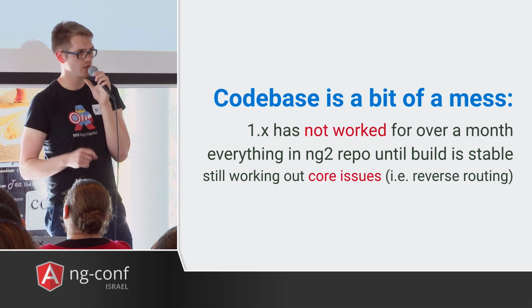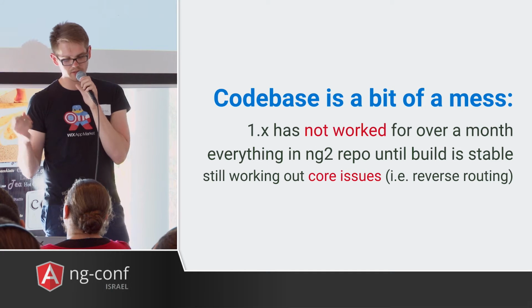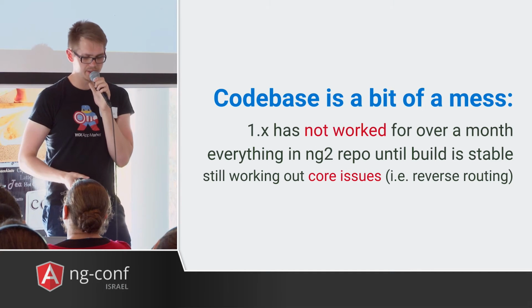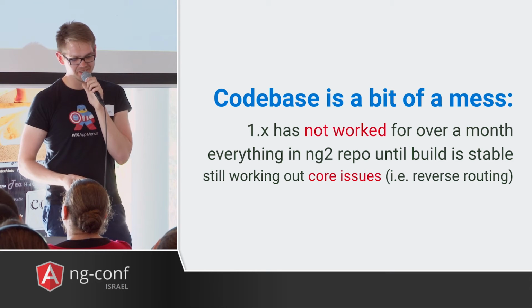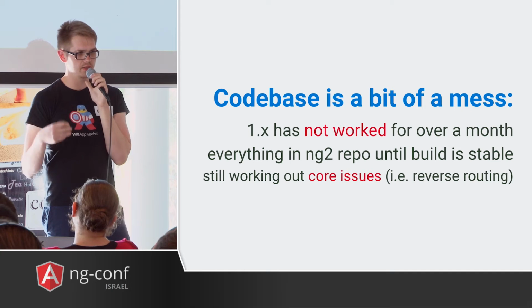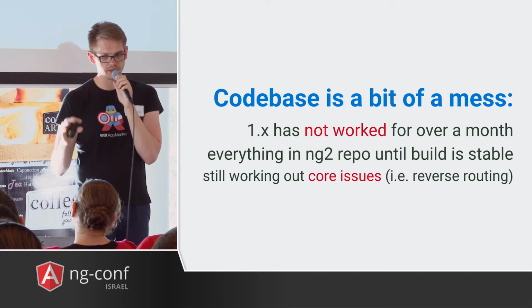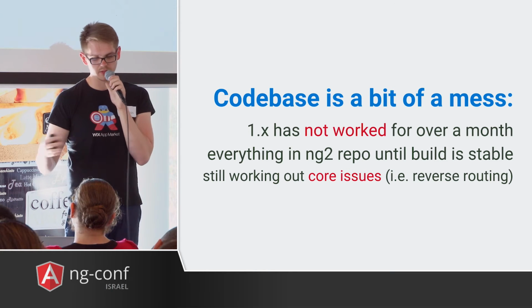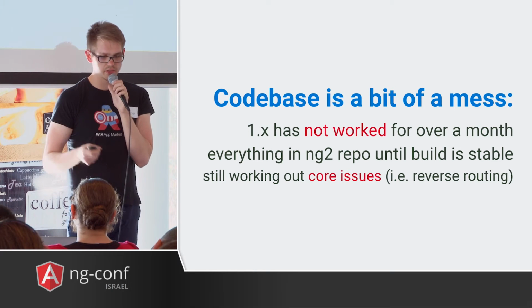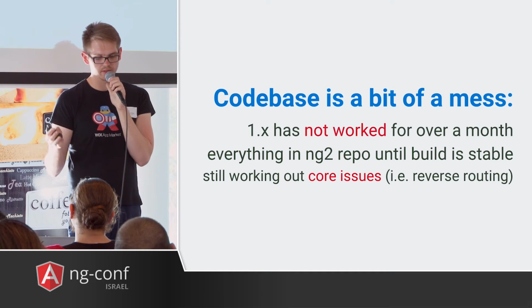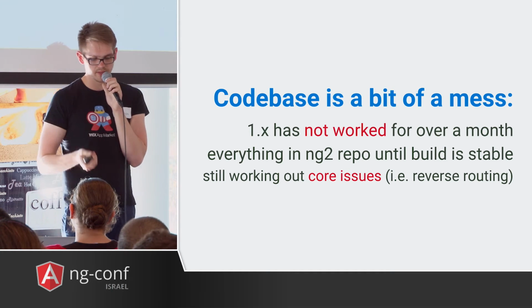The original topic of this talk was the new router in practice. Clearly that did not work out. So everything right now is in the Angular 2 repository until they get the build stable. Apparently they're using some sort of experimentation process right now to try out different tools. And they're still working out some of the core issues, like reverse routing and other stuff.